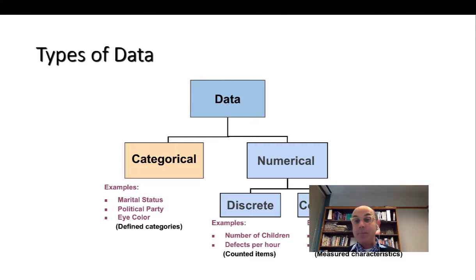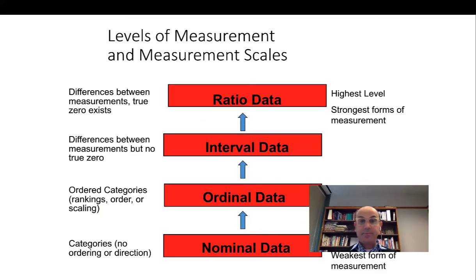So weight is a continuous type of data in comparison to categorical. Categorical is the eye colors or political party. And again, it can change, but it is more settled down compared to weight. So we have levels of measurement, or measurement scale, where we have the lowest level of data compared to the highest level of data.